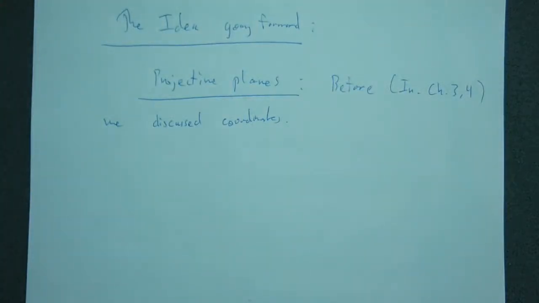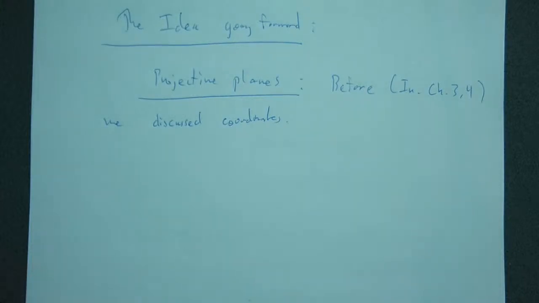Right? And coordinates were extremely nice. They allowed us to do a bunch of proofs in a way easier form. They allowed us to talk about a lot of stuff. They even allowed us to talk about these projective models, like RP2, right? We define using homogeneous coordinates, which we came about through putting coordinates on R3, right?